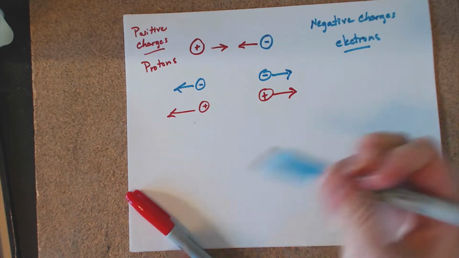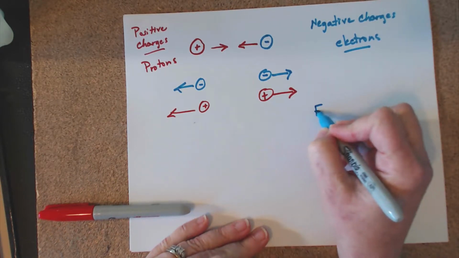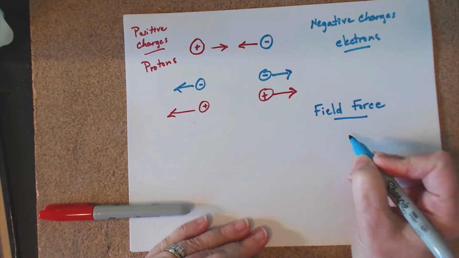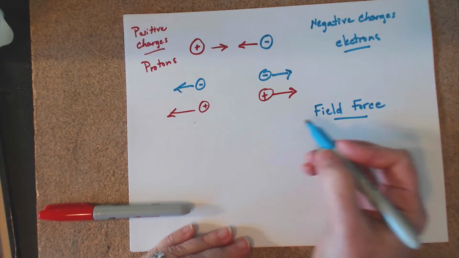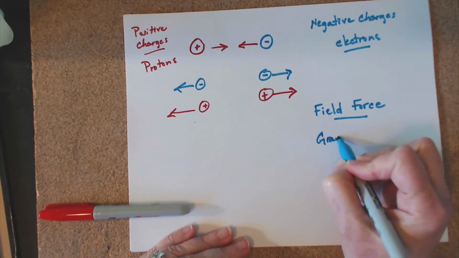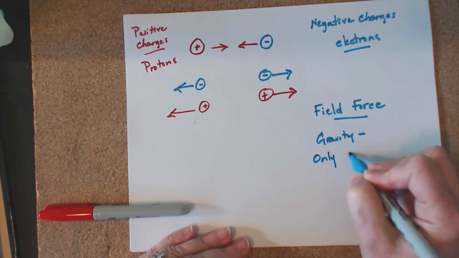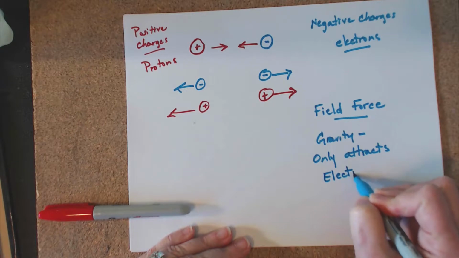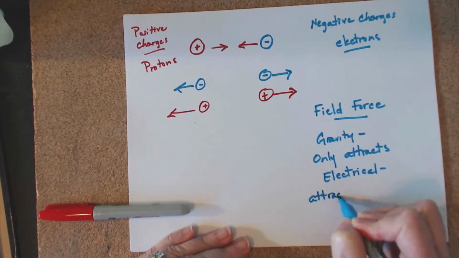Electrical charge is a field force. That means that it can act on another particle without directly touching it or making contact. Gravity is also a field force. We feel the effects of gravity from the earth even if we're not touching it. However, gravity is only attractive. It does not repel. Electrical forces are both attractive and repulsive.